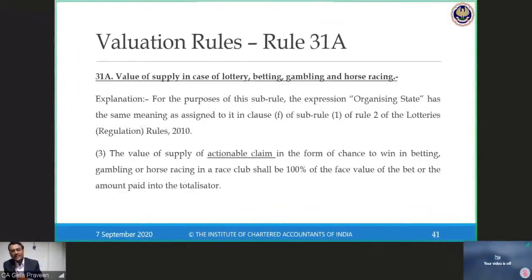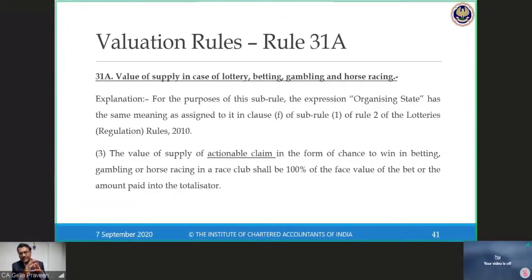In relation to actionable claim, that is your betting or gambling, where I just toss a die and I get a win of gambling activity, in the form of chance to win in betting or gambling, or in a horse race in a race club, the value of supply shall be 100% of the face value.